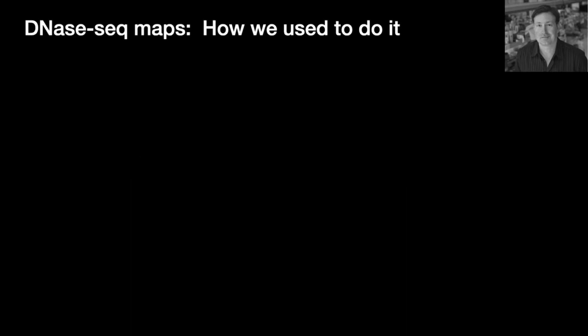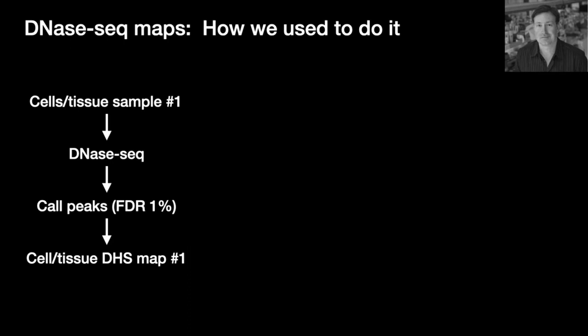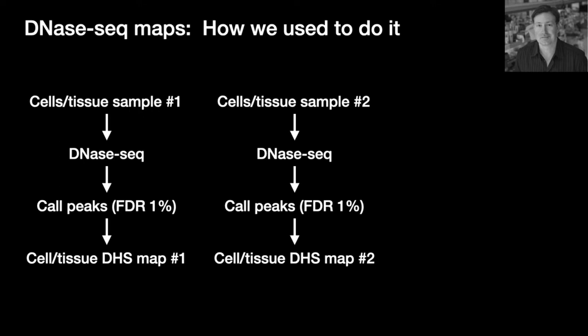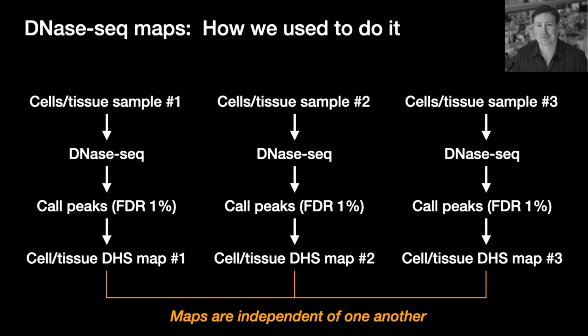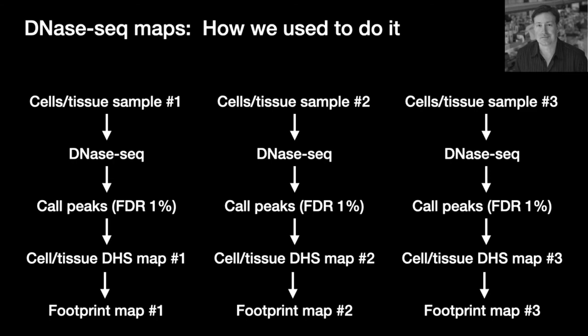So what is indexing? Indexing is really about leveraging all of the data we have to create the best possible maps. To understand how this works in principle, we have to understand how we used to do it. For DNase-seq maps, essentially what would happen is that we'd get a cell and tissue sample, we'd perform DNase-seq, we'd call peaks, and create a map for a given cell type, and then we would do this over again for another cell type or tissue, and another one, etc. So essentially all of these maps were independent of one another. And the same procedure was also applied for calling DNase I footprints within hypersensitive sites.